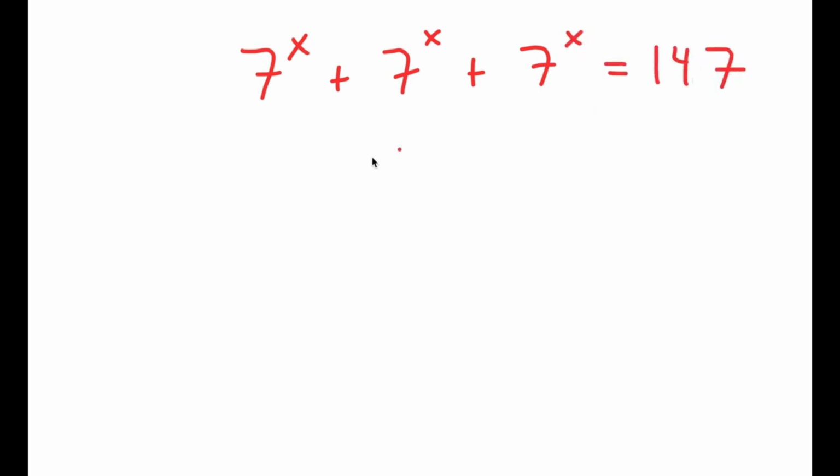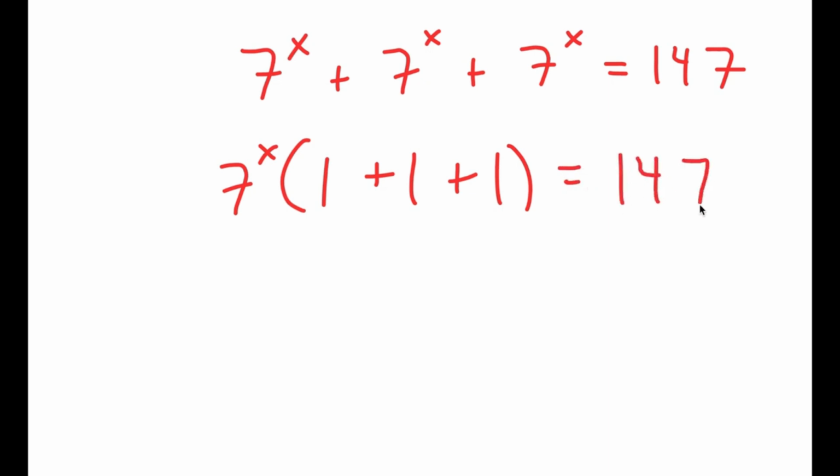Alright, so in this video, I'm going to solve the equation 7 to the power of x plus 7 to the power of x plus 7 to the power of x is equal to 147. So to start, I'm going to factor out 7 to the power of x. So I get 7 to the power of x times 1 plus 1 plus 1 is equal to 147. So 7 to the power of x times 3 is equal to 147.